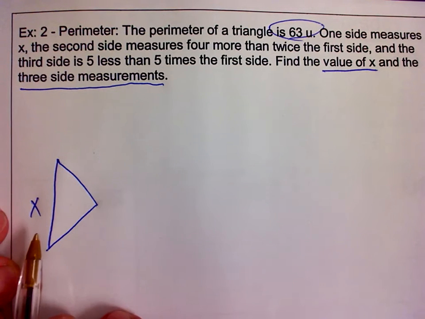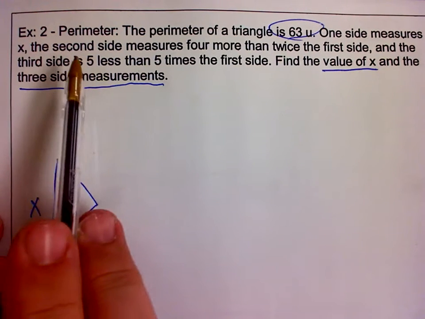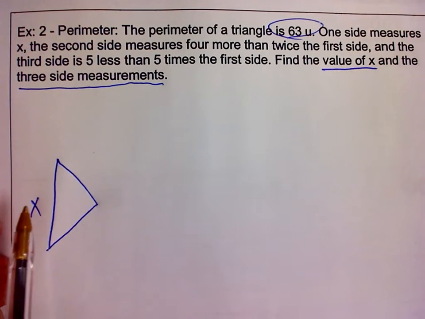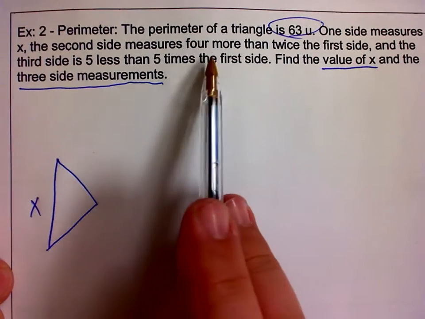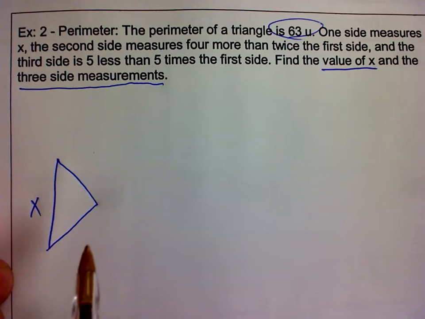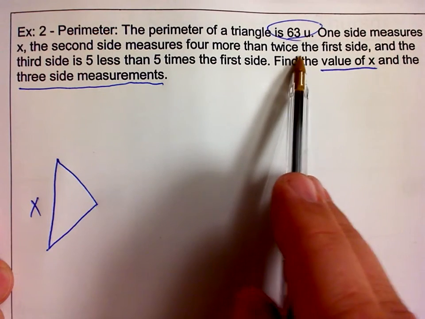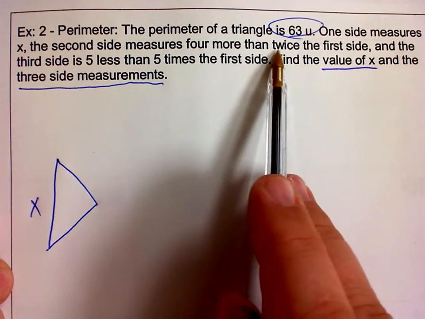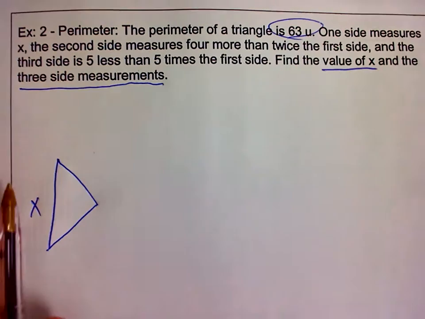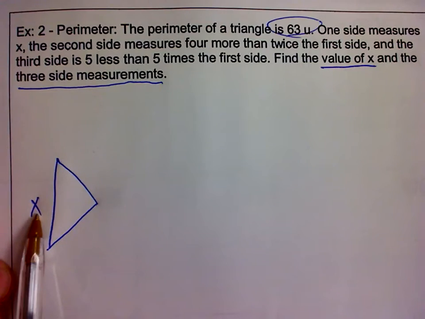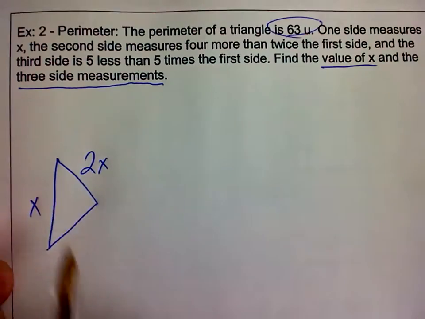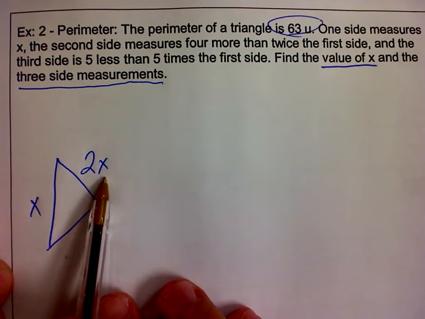So we're going to continue here. They say the second side measures 4 more than twice the first side, which might be a little confusing. But if we break this down into 4 more and twice the first side, it might be a little bit easier. So let's focus on what it's comparing itself to, the first side. It says it's twice the first side. That means it's basically double what this first side is. So if we were to take this side and double it, also known as multiplying it by 2, we would end up with 2x.